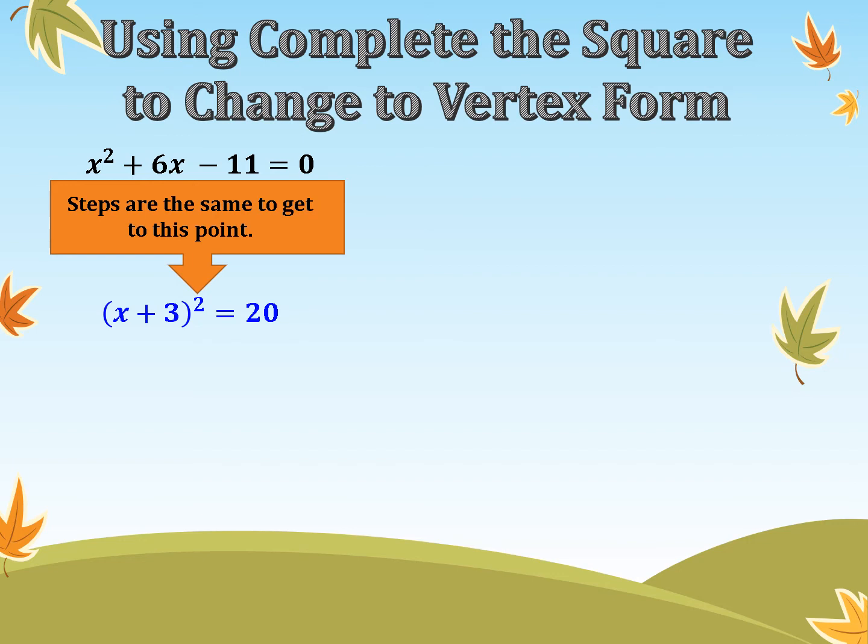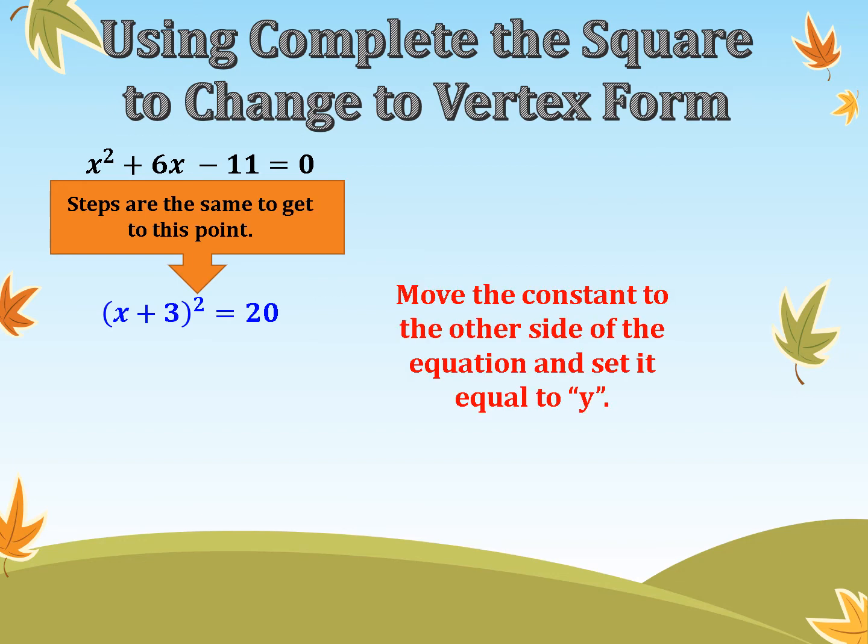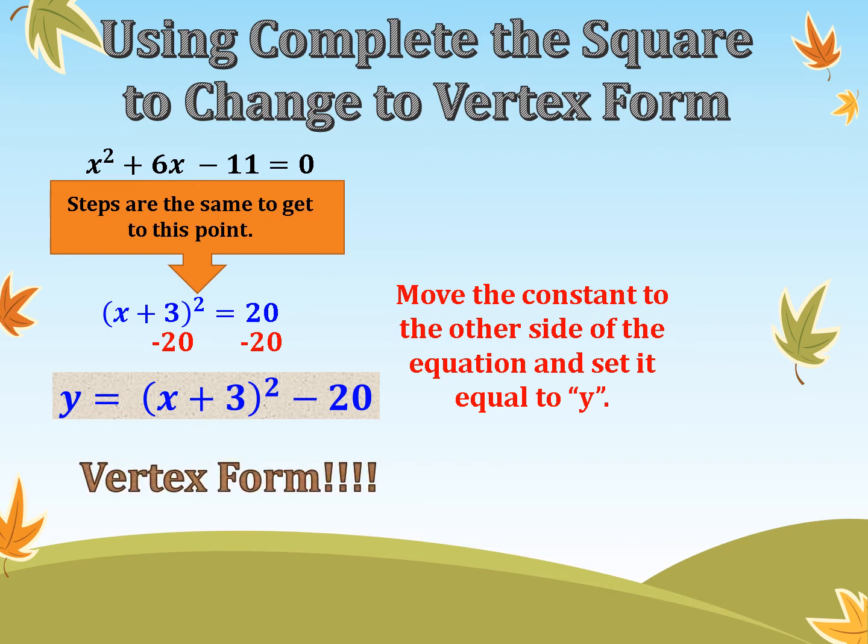Where it changes is, instead of solving for x at this point, we are now going to bring the 20 back over to the other side and make it equal to y. So we're going to move the constant to the other side and set it equal to y. So I subtract 20 from both sides and I get y equals x plus 3 squared minus 20. All right, so again, the steps are the same. It's just that instead of solving at the end, you're going to move that constant back over and put on a y equals. That's all you've got to do. And that's vertex form.